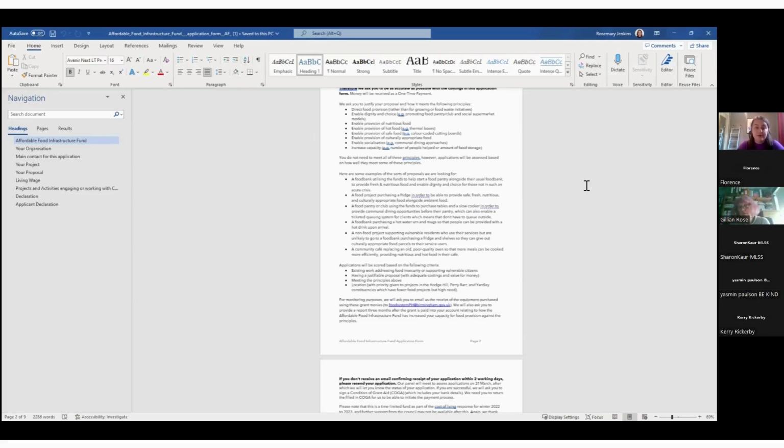So maybe a food bank wants to start running a food pantry and club alongside their food bank. We know that there's evidence to suggest that that really helps improve people's dignity and choice if they're in a slightly less acute financial crisis, by being able to purchase quite a lot of food for quite a small amount of money. So that enables dignity and choice. Also enable provision of nutritious food.